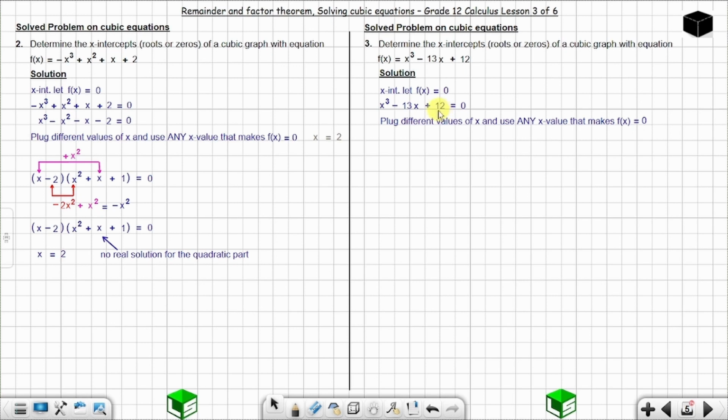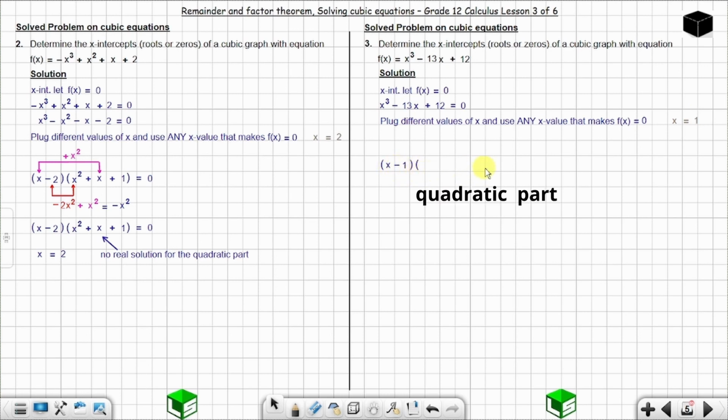If you plug 1, you're going to have 1 there, which is negative 13, and 1 there to the power of 3. So 1 minus 13, which is minus 12, plus 12, which is 0. So 1 can work. So we are going to use x is equal to 1. So our linear part is x minus 1. When you bring this in the bracket, you have x minus 1.